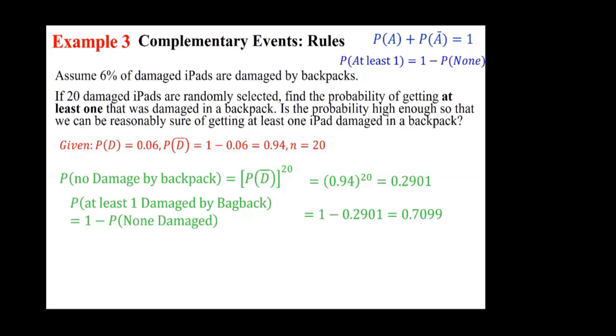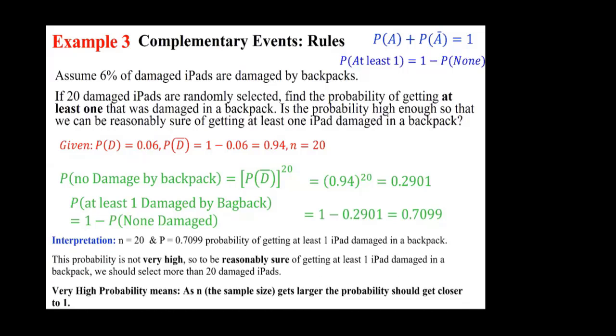Let's look at the interpretation of that. When n is 20, the probability of getting at least one iPad damaged in a backpack is 0.7099.